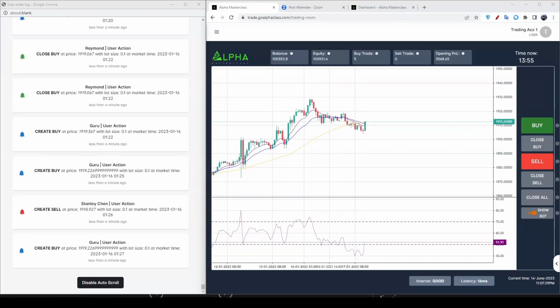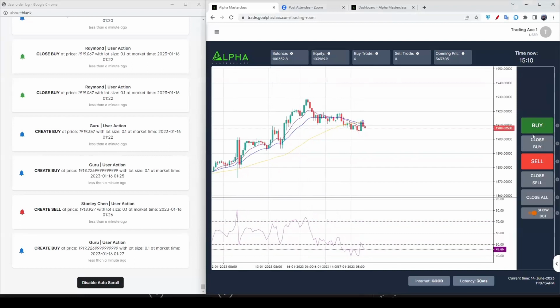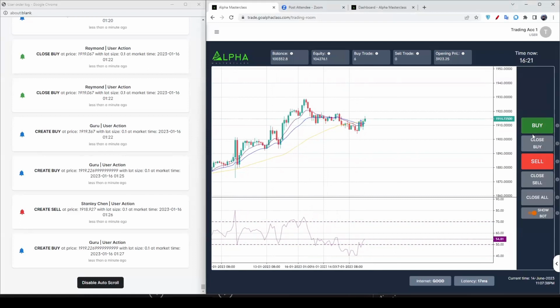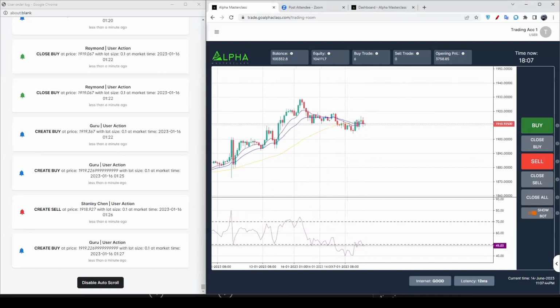See? Okay, so I will buy. Why? The price just crossed above the moving average. At the moment, as soon as it crossed above, I entered buy, because I know that it has crossed above.